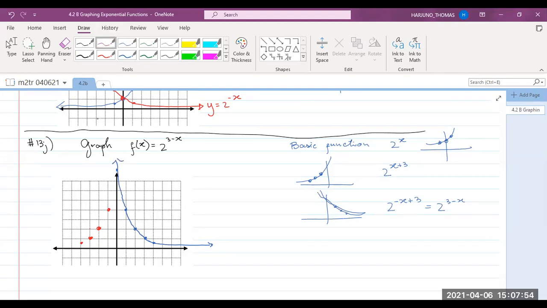Okay, let me do the shadowing. This is y equals 2 to the x plus 3. Well, the one we need is y equals 2 to the 3 minus x, which is basically replacing x by negative x.